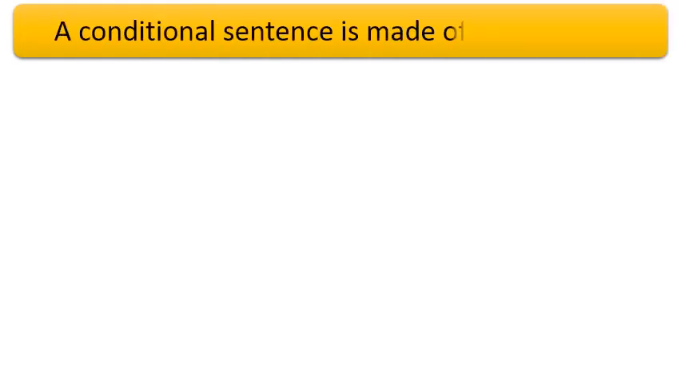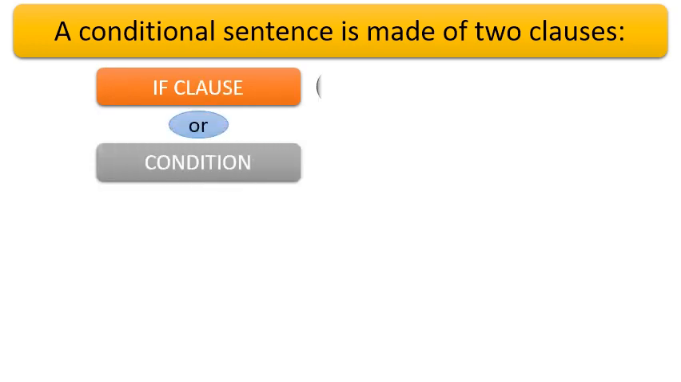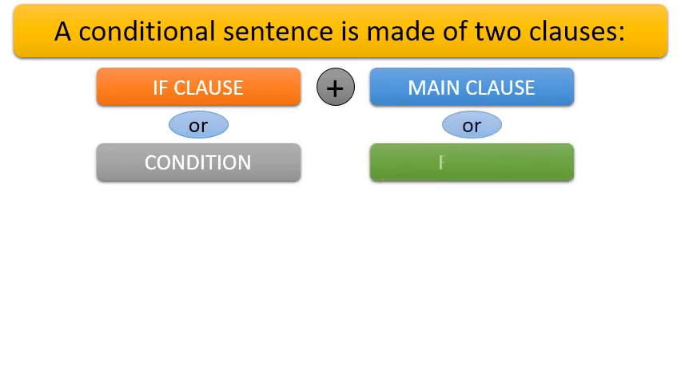A conditional sentence is made of two clauses. Number 1 is if clause or conditional clause, which is a dependent clause. Number 2 is main clause, which is the independent clause. The conditional clause is a dependent clause beginning with if. All conditional sentences have a clause beginning with if because it expresses the conditions. What must or might have happened.